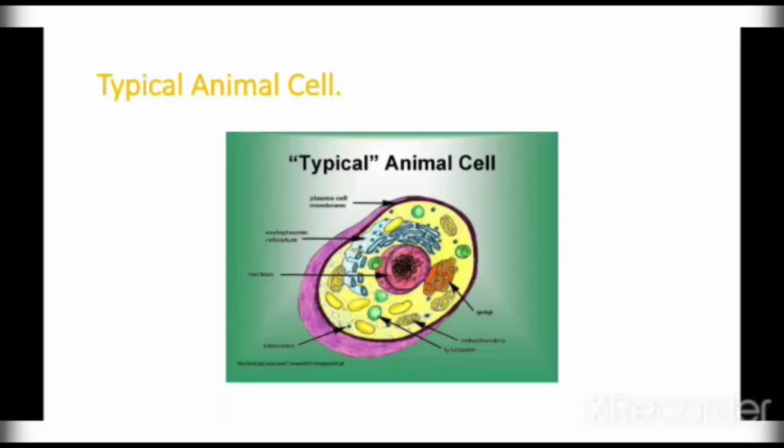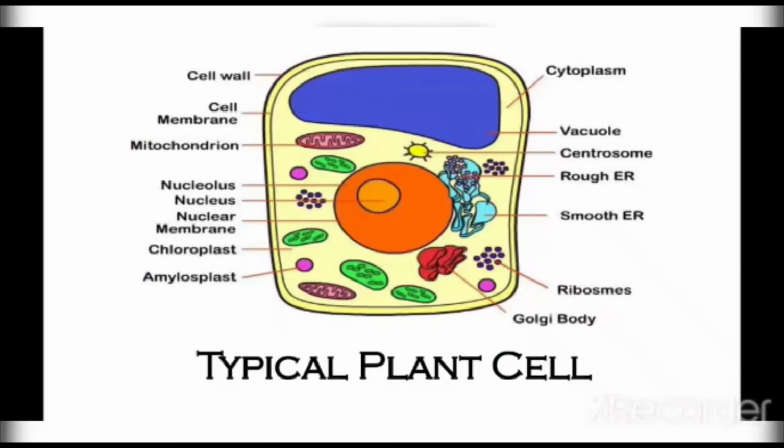Next, move to the typical plant cell. This is the structure of the typical plant cell. The outer covering of the plant cell is the cell wall. It is made up of cellulose. Inner to the cell wall is the plasma membrane or cell membrane. At the center of the plant cell is a large vacuole. Generally, no such large vacuoles can be seen in animal cells.